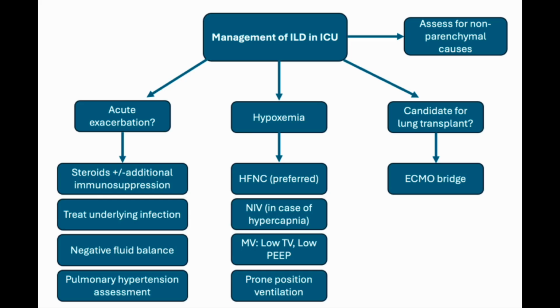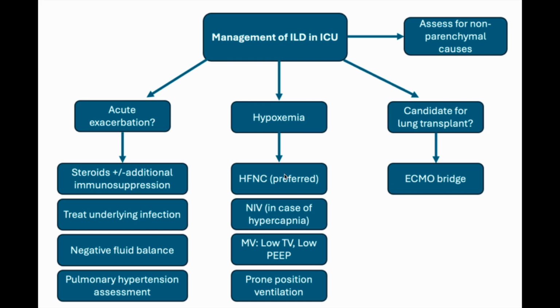So the take-home message is this flow chart where the management of ILD is to be done. Assess for the non-parenchymal causes first, that is, rule out reversible contributors like pneumothorax, pleural effusion, and pulmonary embolism before you focus on your management of ILD. And in the acute exacerbation management, go for steroids plus or minus immunosuppressive therapy, treat the infection, go for a negative fluid balance, and manage the pulmonary hypertension.